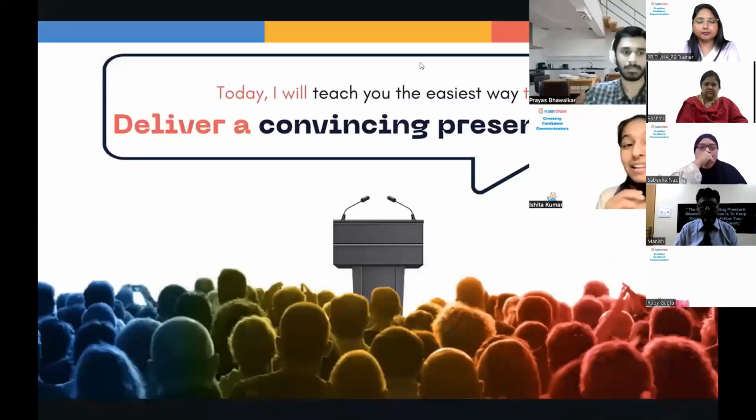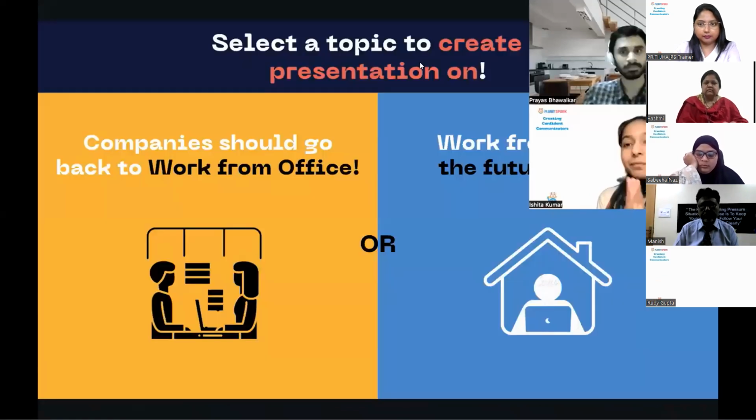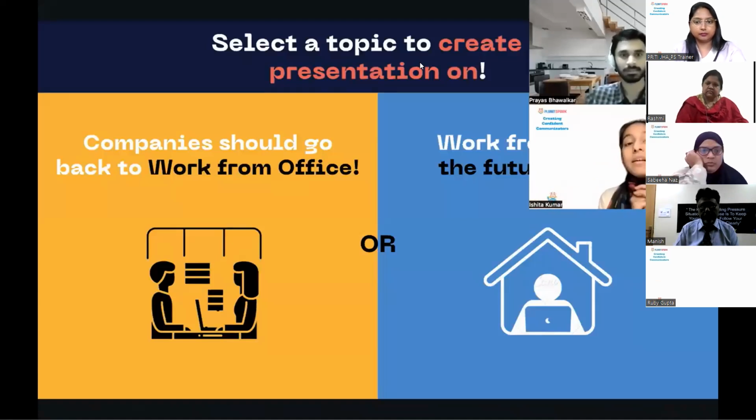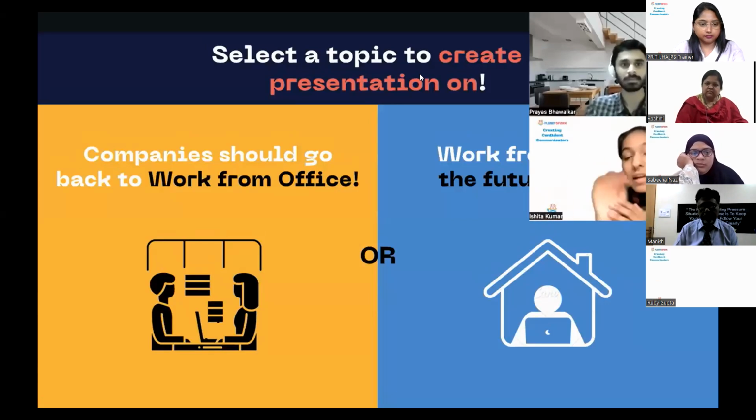How to deliver a convincing presentation in just 3 steps. Now, for that, of course, we need a topic, right? So these are the 2 topics in front of you. The left one says companies should go back to work from office, and the right one says work from home is the future of work. Which one would you want to choose?